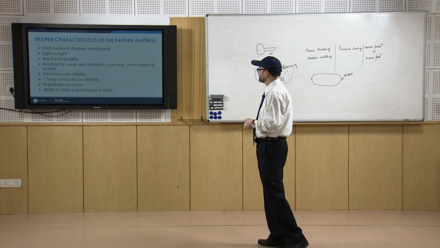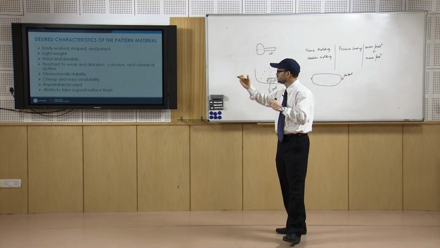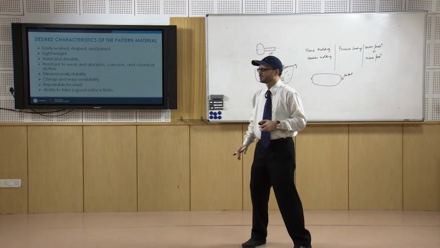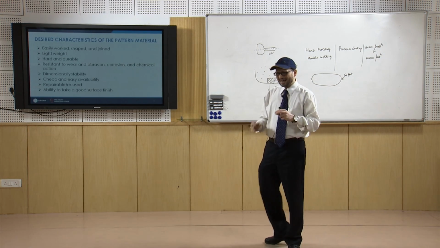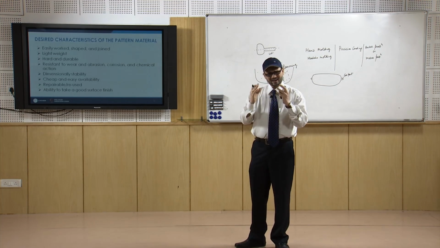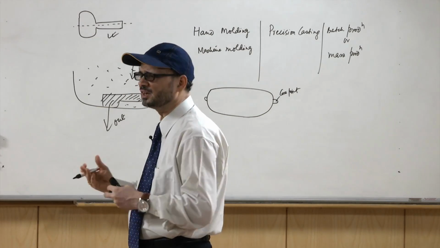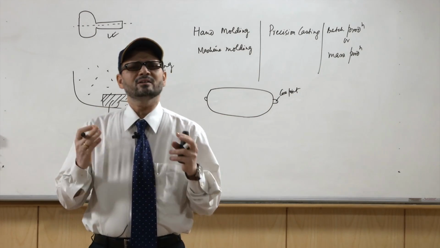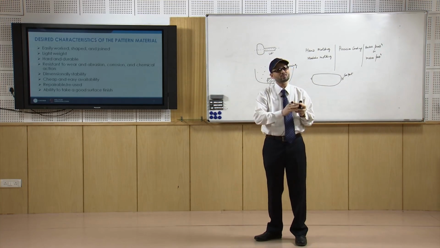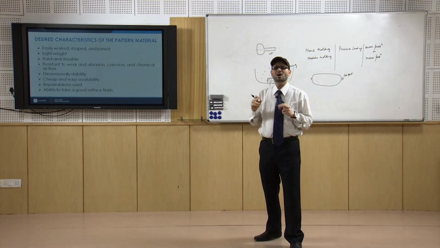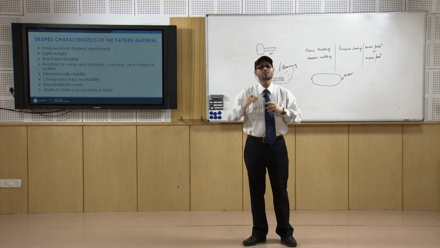Cheap and easy availability. This is very important, because this pattern is initially made and it has to be used for a long run. So, one of the requirements is that it should be cheap and easily available. It has to be cheap, because unless it is cheap, the casting process cannot be justified. If it is very costly, it can only be justified based on the assumption that it will have a quality of finish which cannot be produced by other pattern materials, or it is for a very long range of production units.